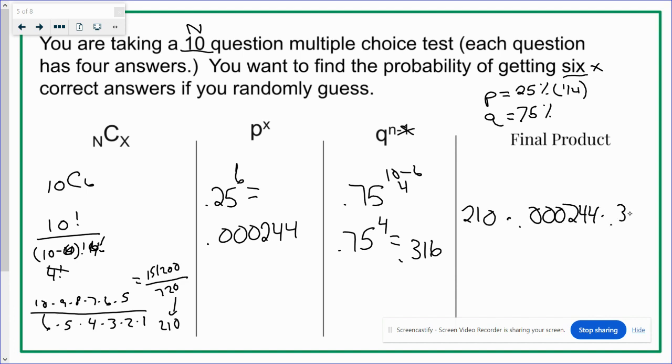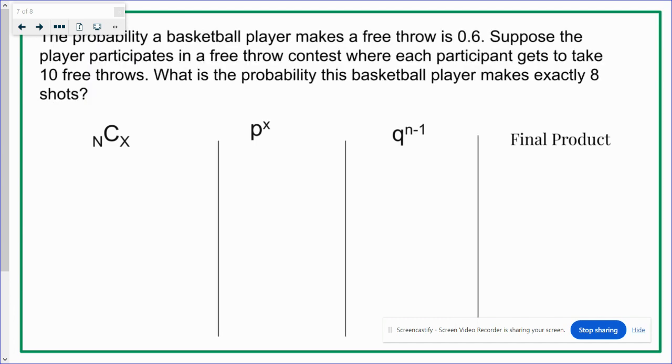0.00244 times 0.316. Multiply the two together. 0.01619. And that would be about 1.62% if I round it off, because the 9 would bump the 1 up to a 2. All right, let's keep going. All right, we'll do 2 more.